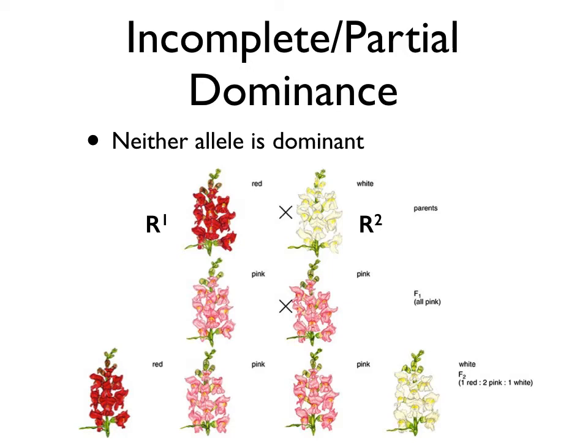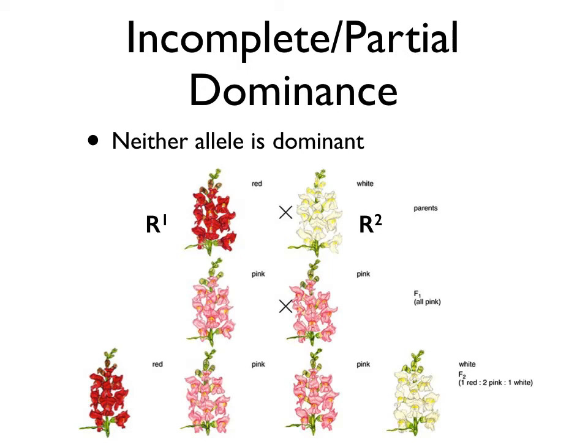If we cross these F1s to create an F2 generation, just as we did in the monohybrid cross, you'll see that we get one red, two pink, and one white. Now, this is only showing 4 offspring, but if we had 400 or 4,000 or 4 million, the ratios would hold in that we're going to have 1 red for every 2 pink for every 1 white.